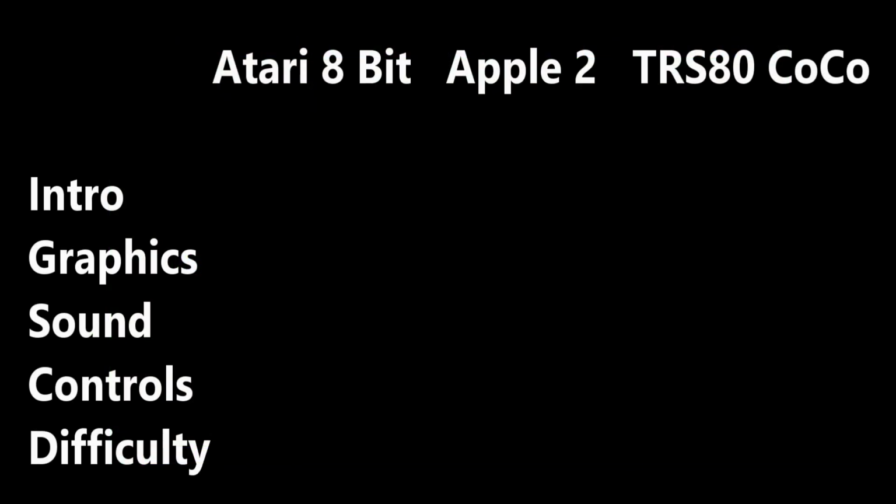Now, it's time to recap the scores and crown a winner. First, we have the title screen for a total of 10 points. Atari got 7. Apple got 6, and CoCo got 6. Next, we have gameplay graphics. Atari scored 8, Apple got 7, and the CoCo scored 6. Moving on to the sound, Atari had a 7, Apple scored 8, and the CoCo only scored 5.